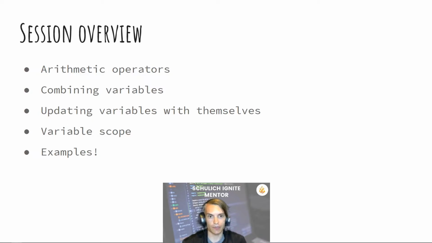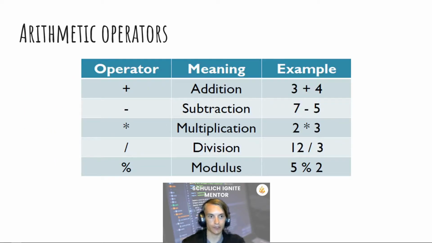Then we're going to talk about variable scope, which is a sort of nebulous topic. That one has a lot of potential to be confusing, so we're going to try and make sure that we get that as clear as possible for everybody. All throughout, we're going to have exercises, and at the very end, we have some cool examples of stuff that you can do pretty much only using what we've talked about up to now. So let's continue on to arithmetic operators.